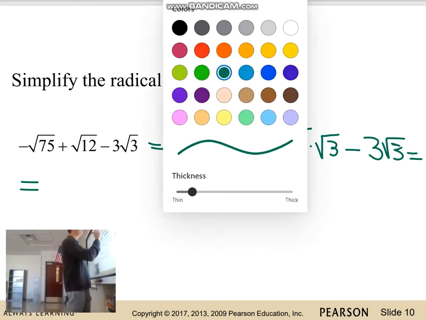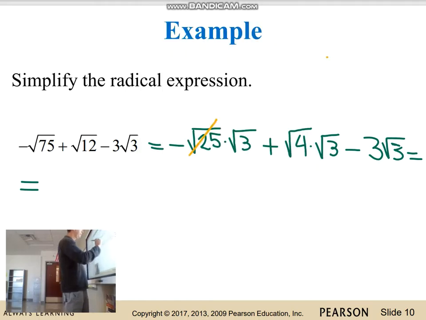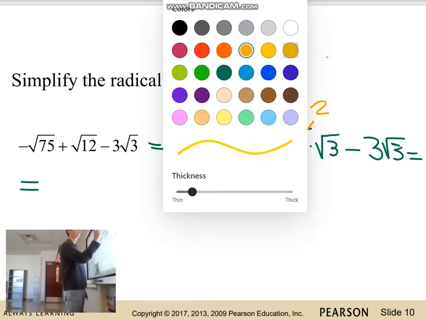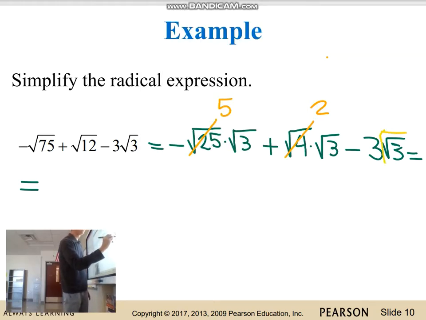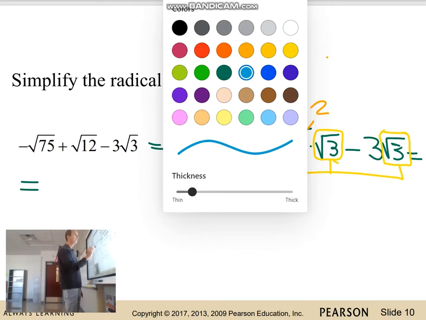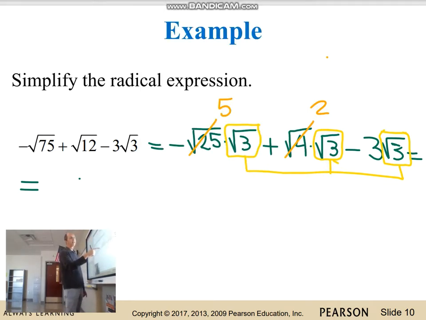Check if you can simplify. You can find some square roots here. This is 5. This is 2. So we can identify like radicals. The square root of 3 we can find here, on this term, on the other term, is going to be a like term, right? We can combine the coefficients, so we have negative 5 plus 2, negative 3, minus 3, negative 6 square root of 3.